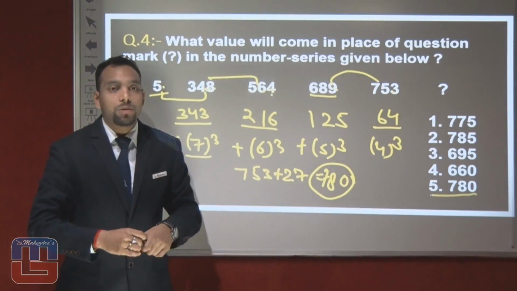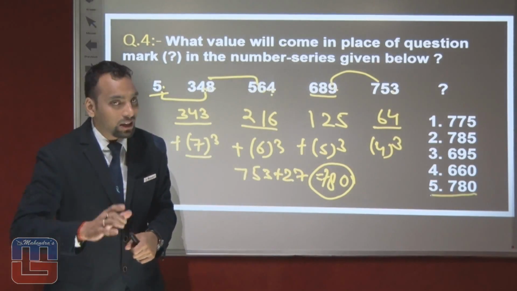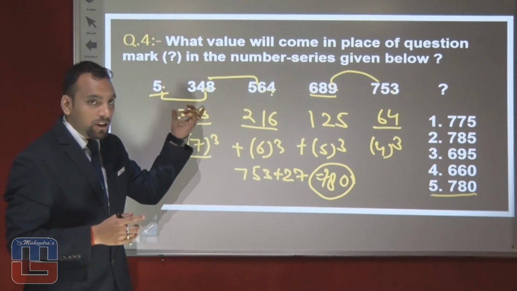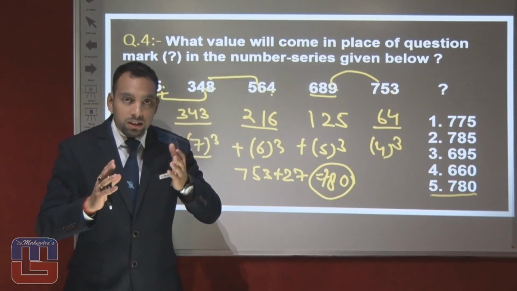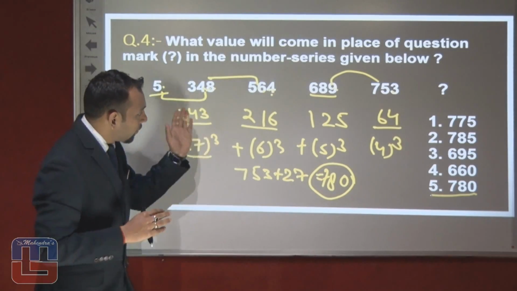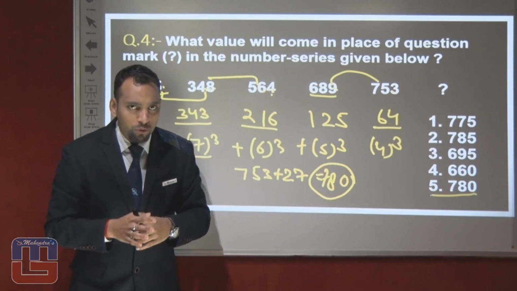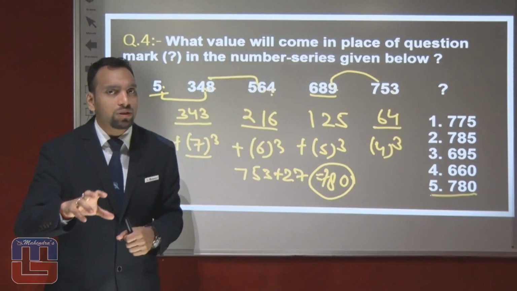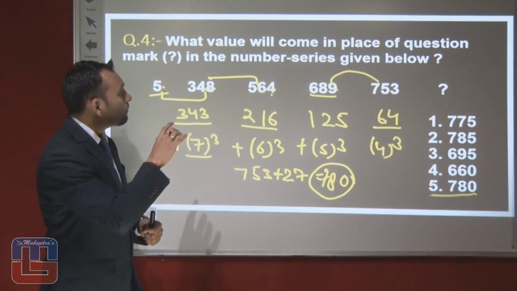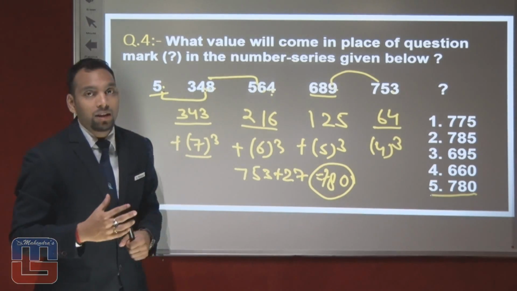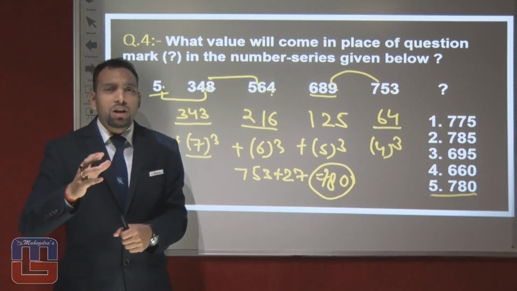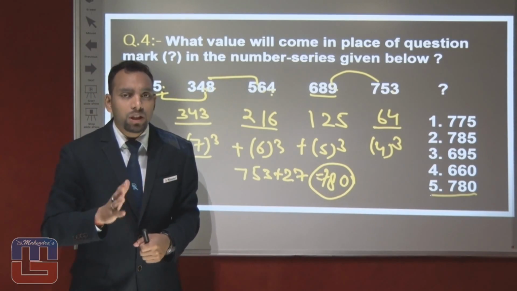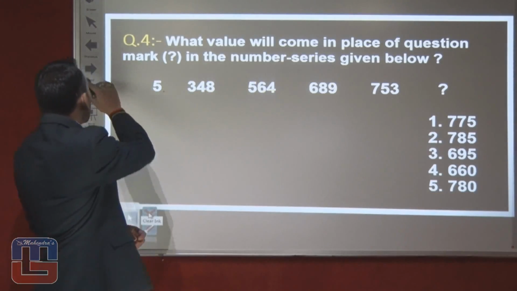So the answer of this number series will be 780, and the logic behind this number series is, you have to check the difference first. Then we draw a conclusion whether the difference is a perfect cube, whether it can be a perfect square, whether it can be a multiple. So firstly, you have to check the difference of the number series, because if you see the difference, you can draw a conclusion whether it is a multiple or whether it is a cube.